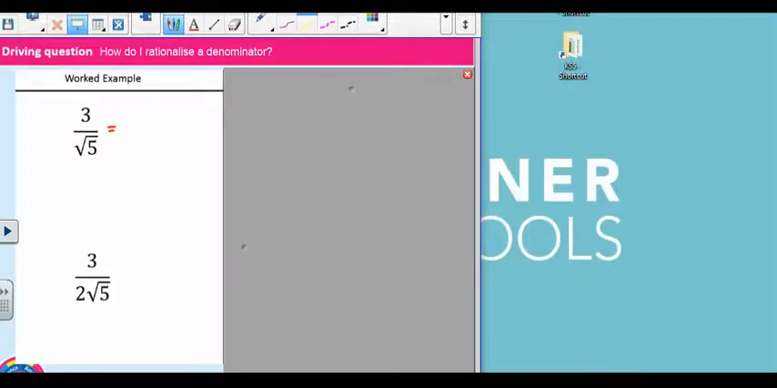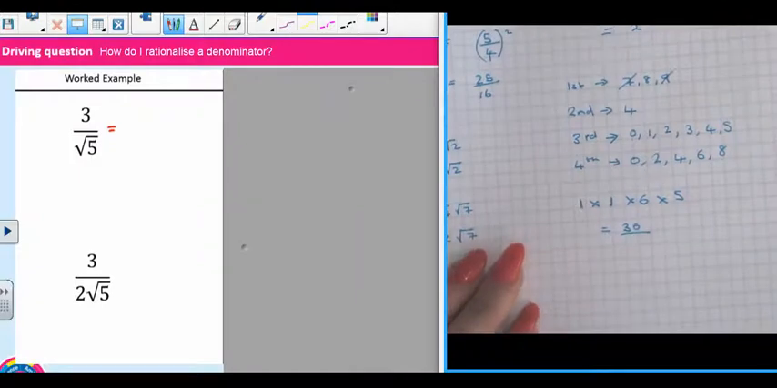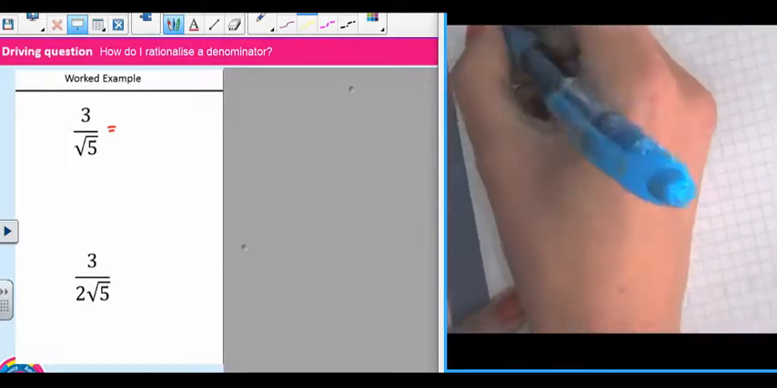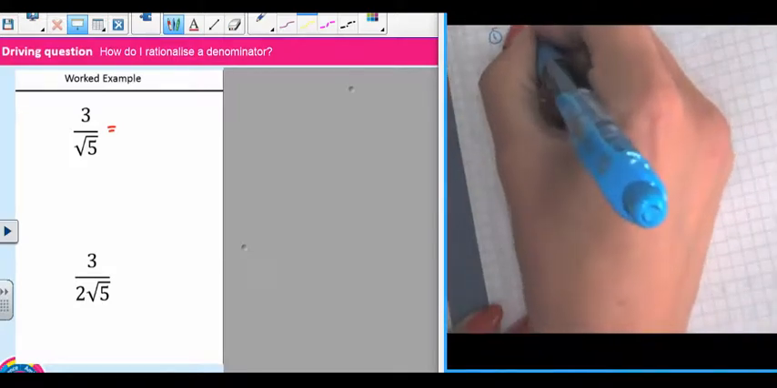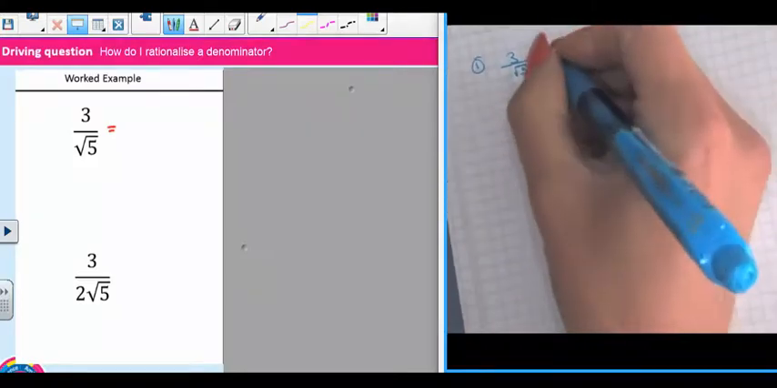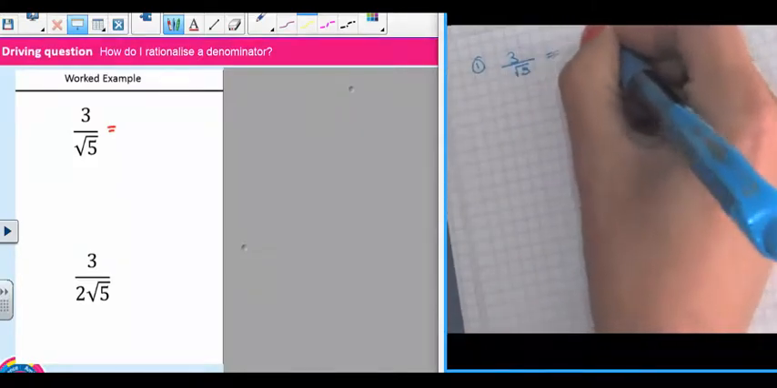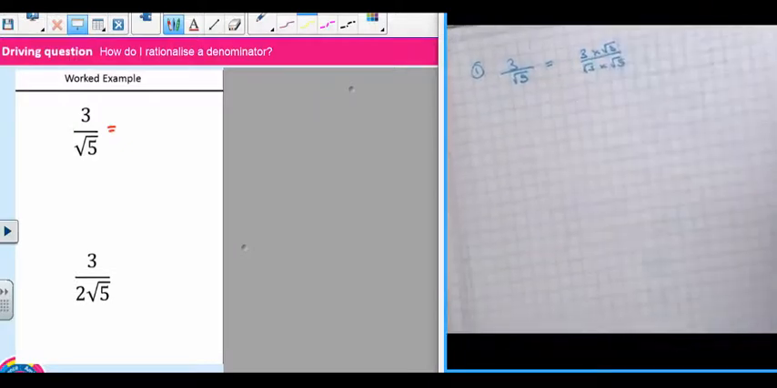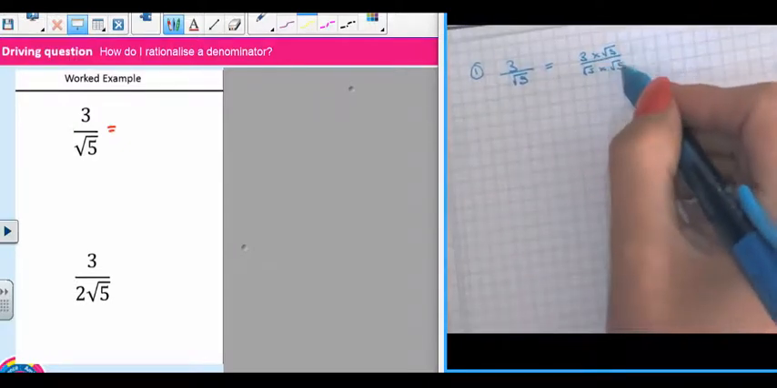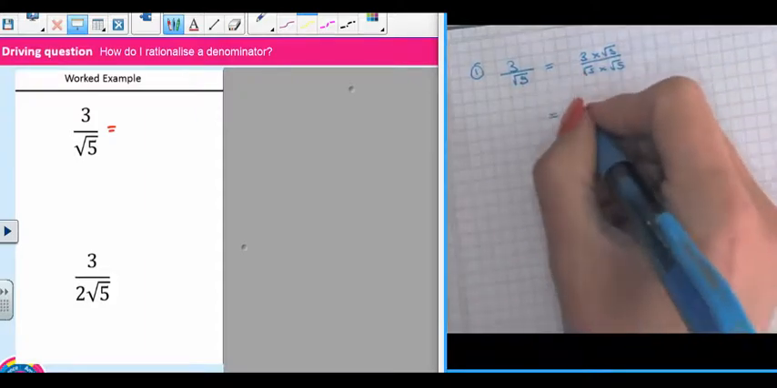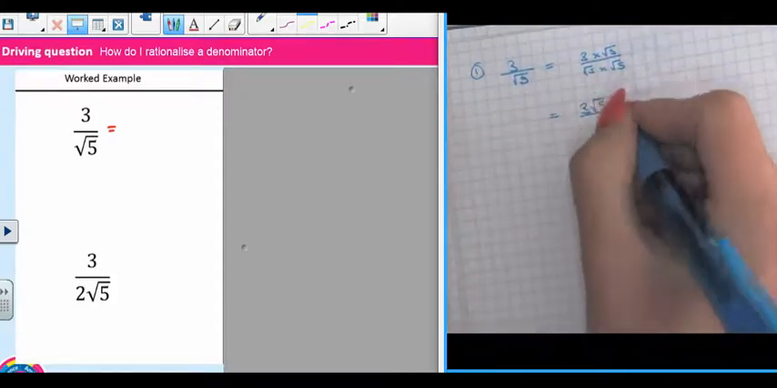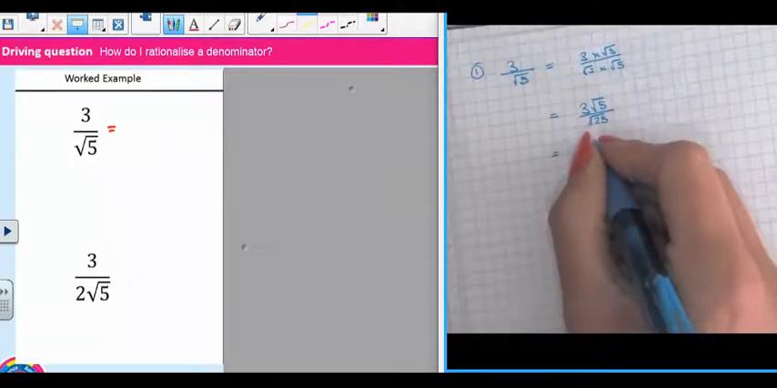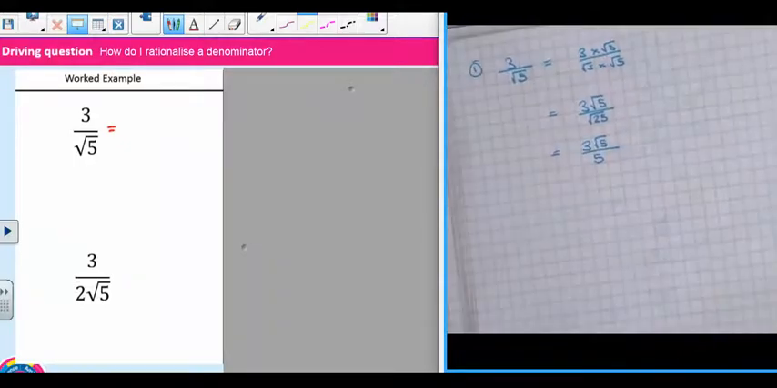In fact, I'm going to do this on a paper. It will be much neater for us. So the first example here, 3 over root 5. I want to rationalise it. So I'm going to say 3 multiplied by root 5 over root 5 multiplied by root 5. Remember why I've multiplied by root 5 on the top and the bottom. 3 multiplied by root 5 is 3 root 5. Root 5 multiplied by root 5 is root 25. So 3 root 5 over 5.